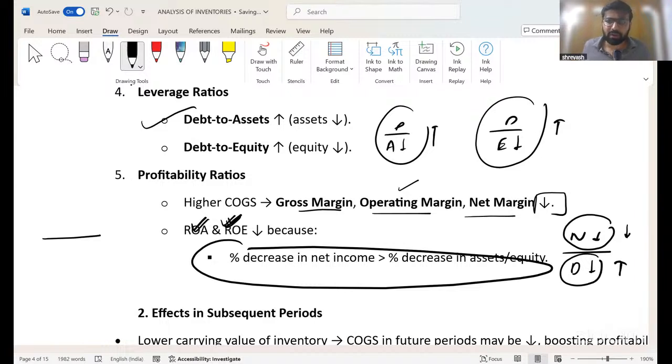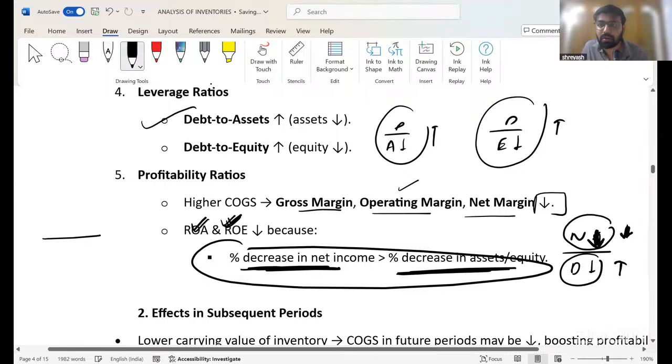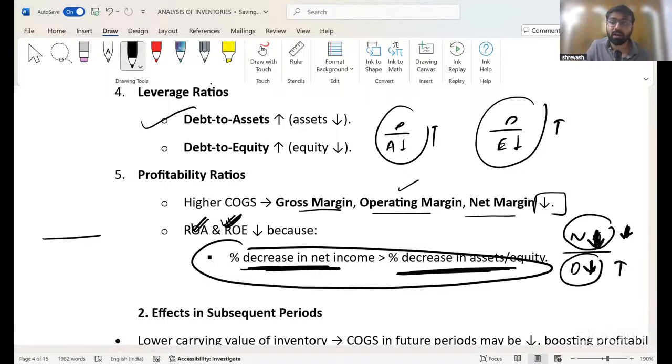Sir, this is an opposite effect. So how can you be very definitive that your ROA and ROE will fall down? Oh, because of the impact that both of them create. Basically, the percentage decrease in net income will be more than the percentage decrease in assets and equity. This is falling more. Then what? This is falling. Basically, the denominator is falling less than how much the numerator is falling.